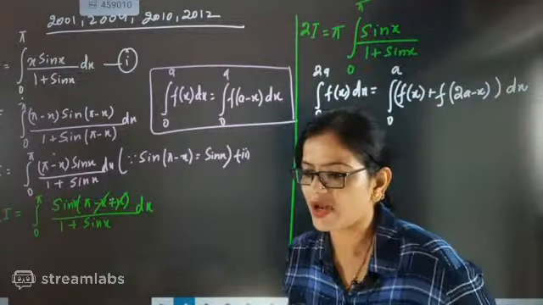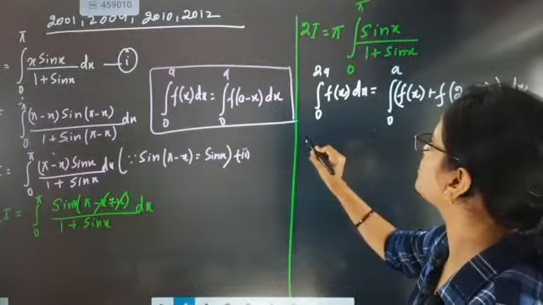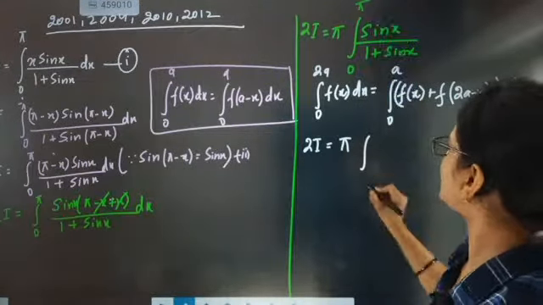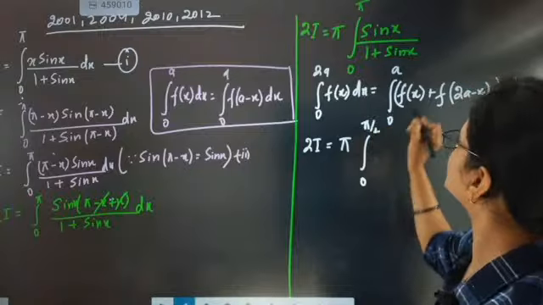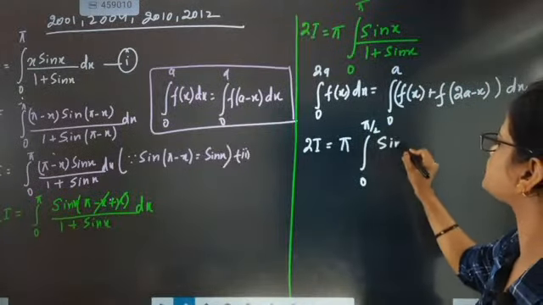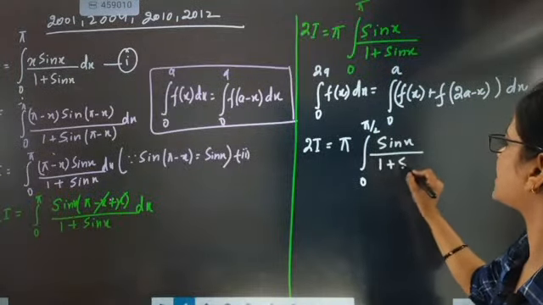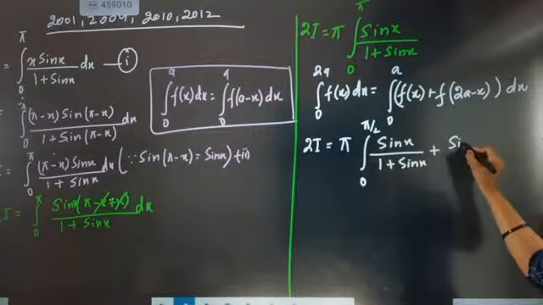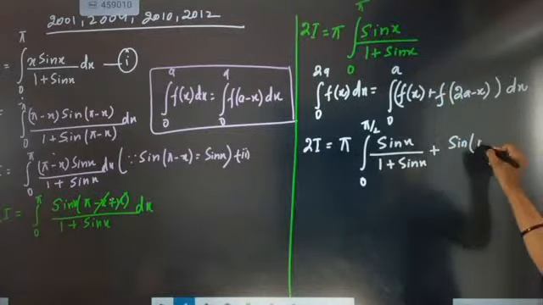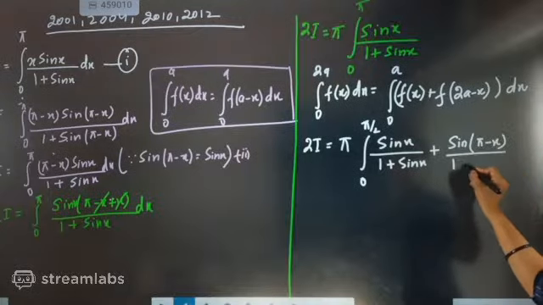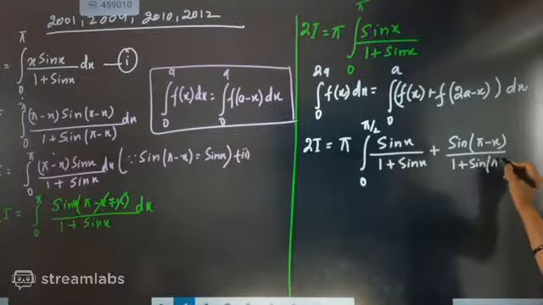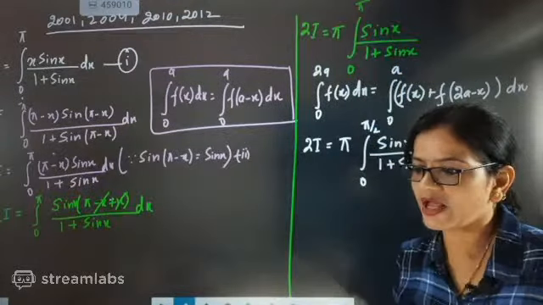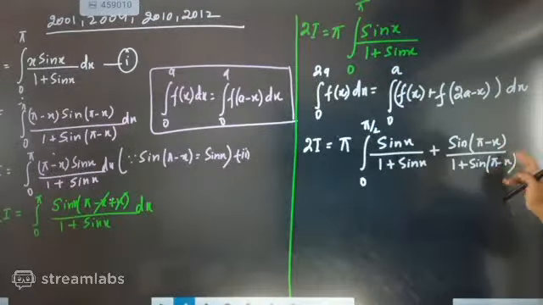Once we apply this property here, this part will become 2I is equal to ∫ from 0 to pi by 2, with this pi becoming pi by 2, and this section will become sin x by 1 plus sin x, and now this part will become sine of pi minus x by 1 plus sine of pi minus x. So wherever the function was there, that same upper limit I have applied. I have just written pi minus x there.